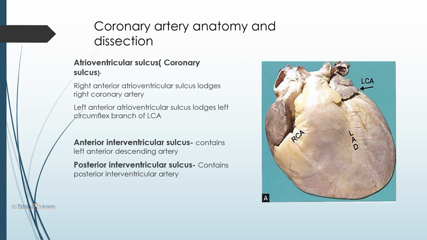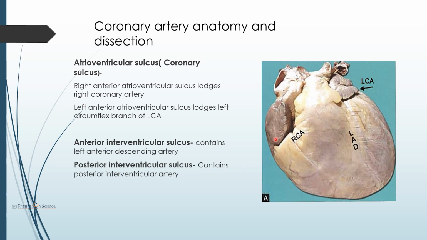Coronary artery anatomy and dissection. Atrioventricular sulcus, also known as the coronary sulcus. The atrioventricular sulcus is divided into anterior and posterior. Further, the anterior atrioventricular sulcus is divided into right and left.